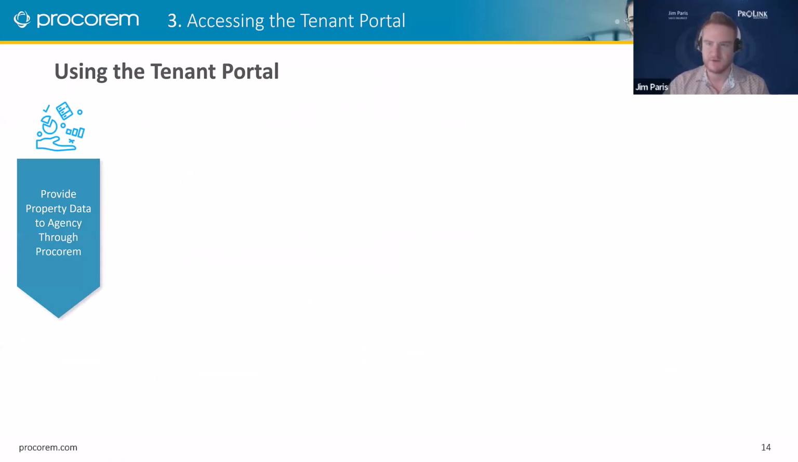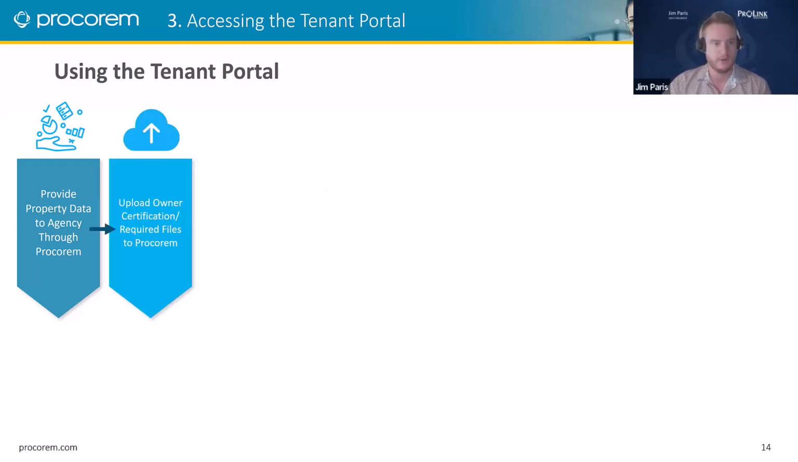This kind of just gives you a visual of how the tenant portal works and what the process is between you and the HFA, and why the Procorem portal exists in the first place. So this is meant for you to provide property data to the agency through Procorem. And you can upload your owner certification and required files to Procorem in the files section. And the agency may have also built out tasks for you to instruct you on how to upload those documents.